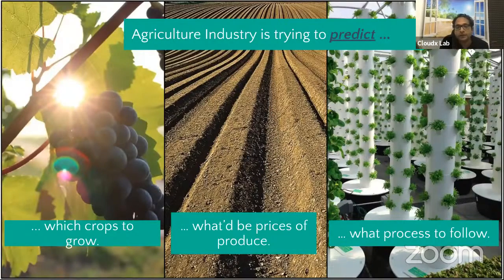Similarly, the agriculture industry is trying to predict which crops to grow, what should be the prices of the produce, and what kind of process to follow. So many other things, like what insecticides to use, what kind of seeds to use, and so on. Agriculture is essentially predicting various things. And if you break down the entire problem into smaller parts, like which process to follow, then to follow each process, we will again have to predict the next step, right?